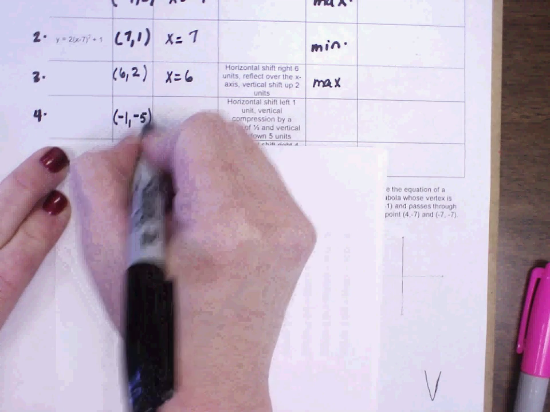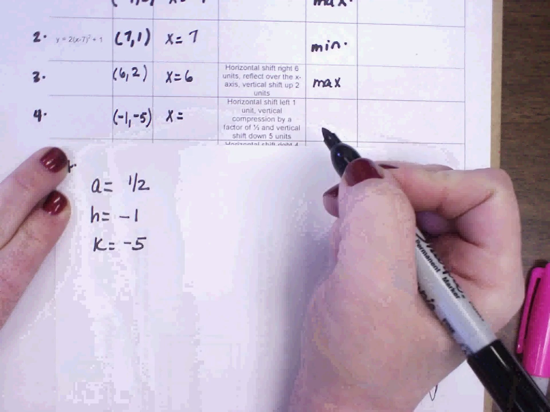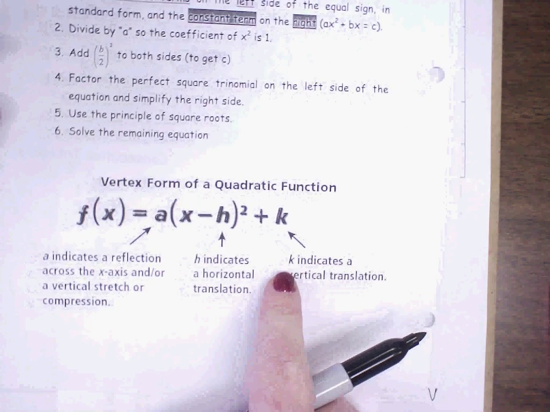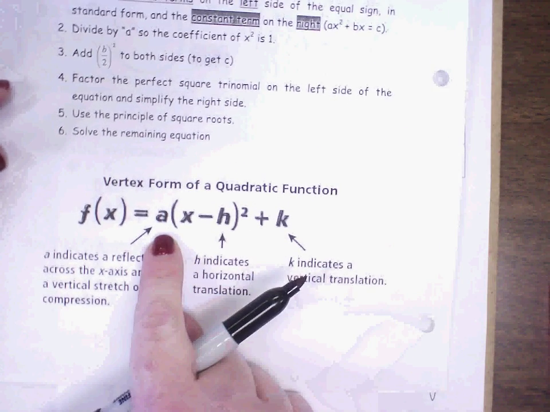All right, so now that we have A, H, and K, we can do the vertex. What's the vertex? Negative 1 and negative 5. What's my axis of symmetry? X equals negative 1.